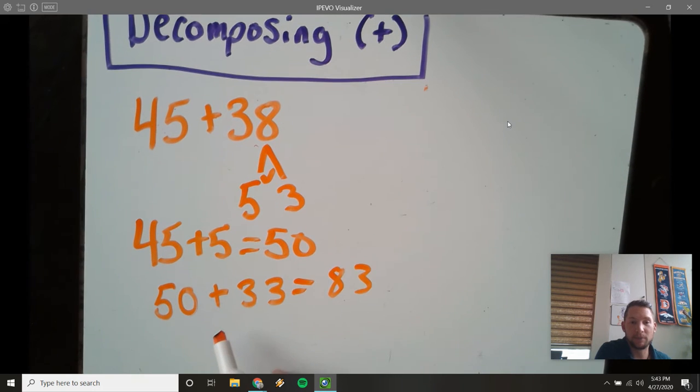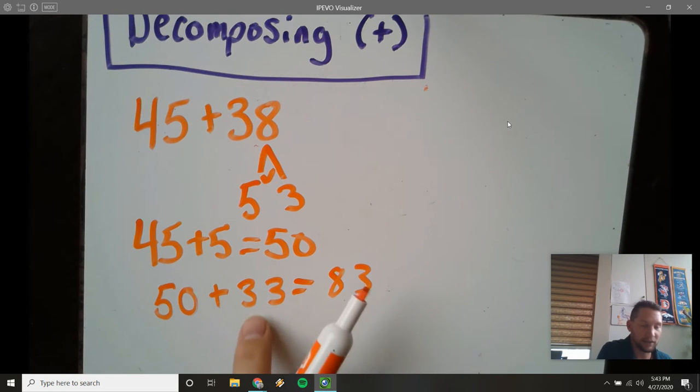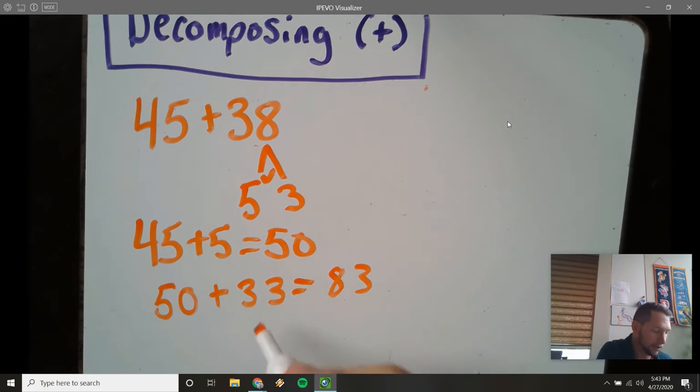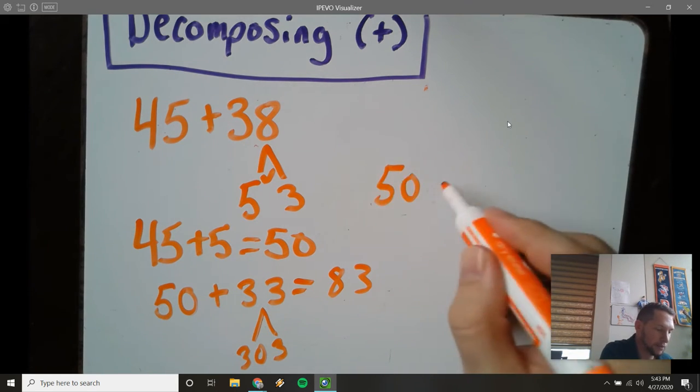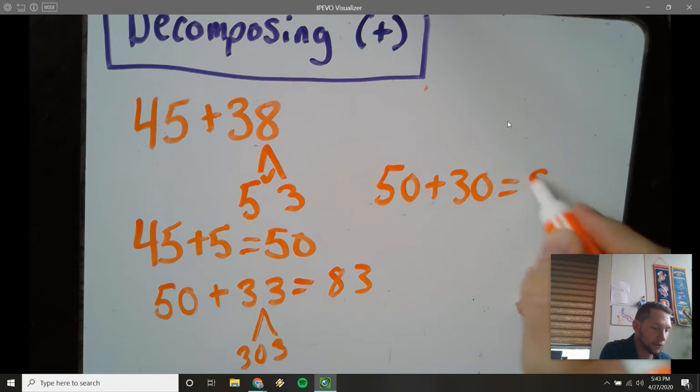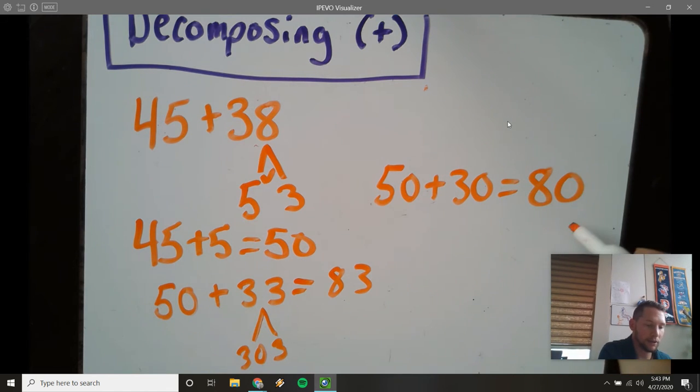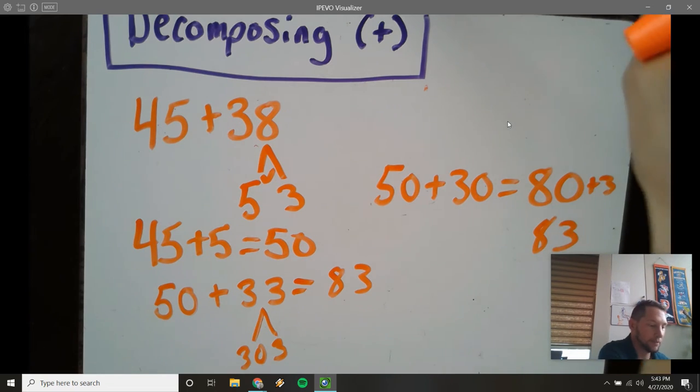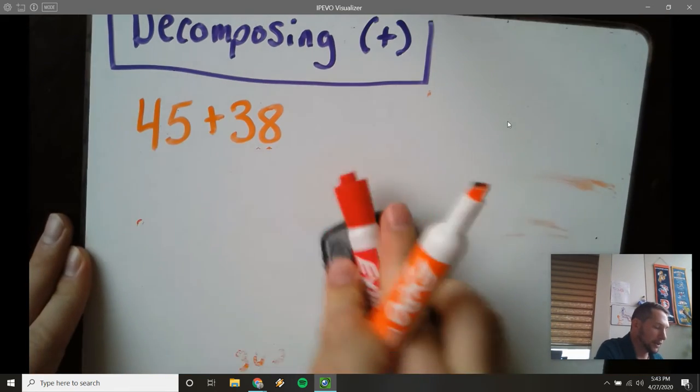I mean, you could decompose that even further if this is a little bit too difficult. You could think of 33 as 30 and 3. And I could do 50 plus 30 equals 80. And now I add that last 3 equals 83. So you could decompose it that way. I could go the other way.